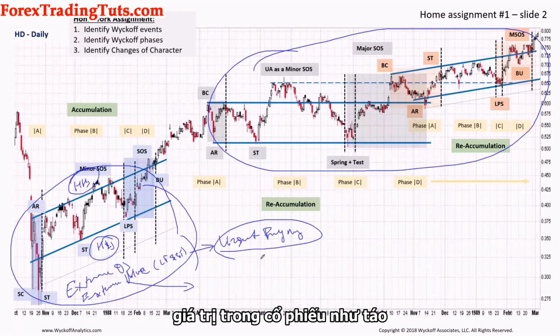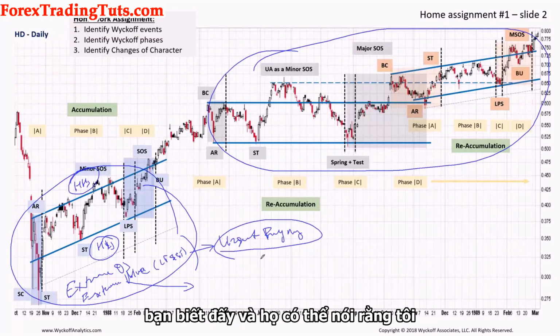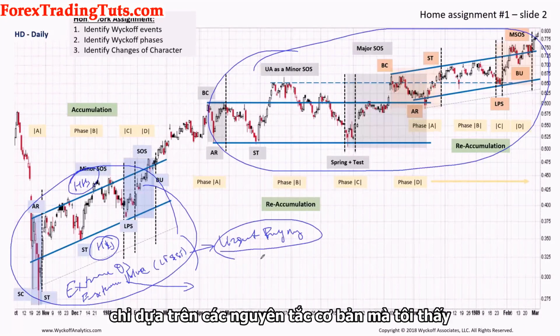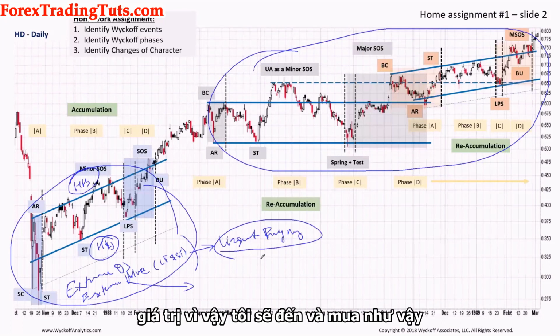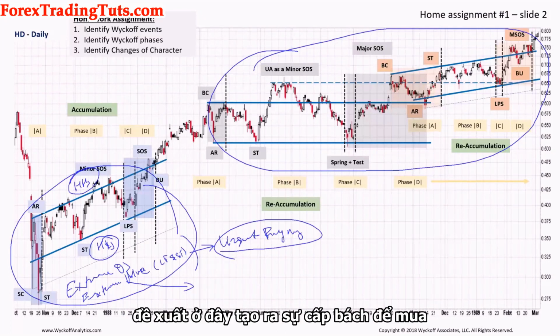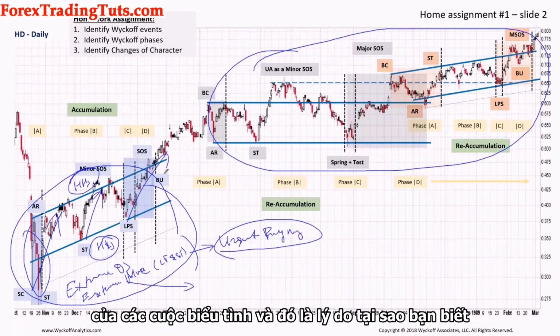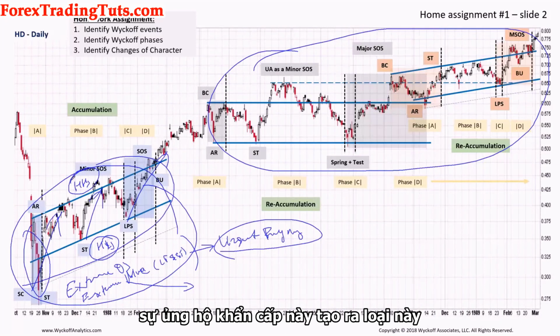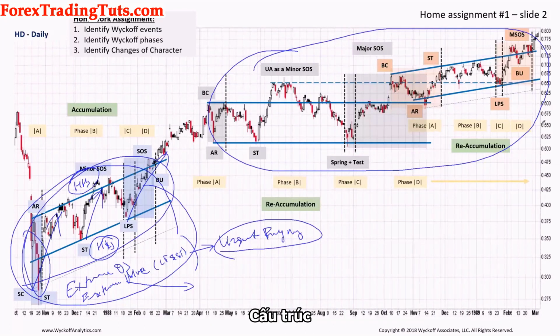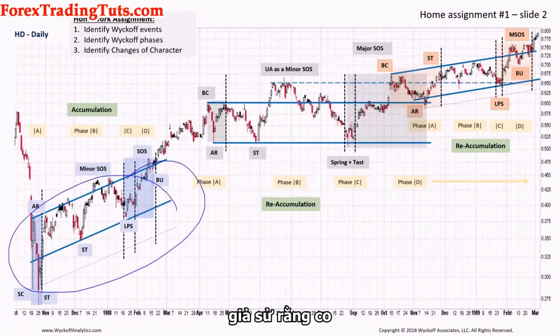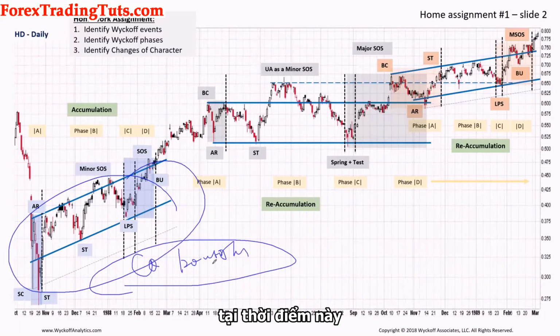They're going to see some value in a stock like Apple, and they could say, based on the fundamentals, I see the value, so I'm just going to come in and buy. So this extreme oversold, extreme value proposition creates urgency to buy at the lows and throughout all of the rallies. And that's why this urgent buying creates this type of structure. So then think about what happens next. Let's say that the CO bought the position that they needed at this point in time. Because supply drastically went down, the price goes up at this point.